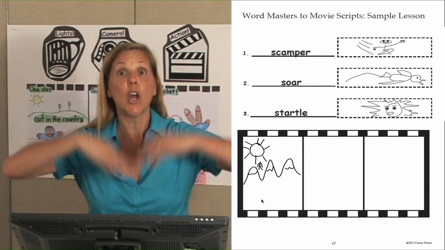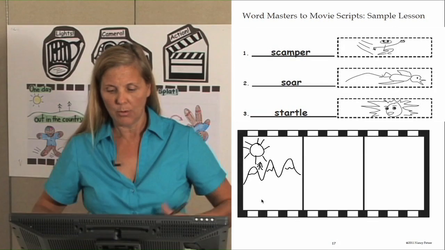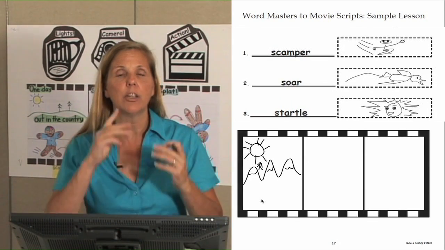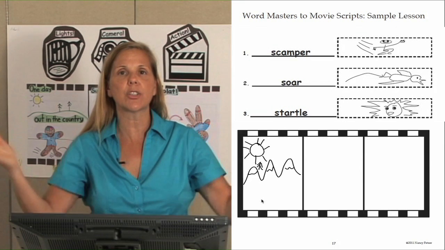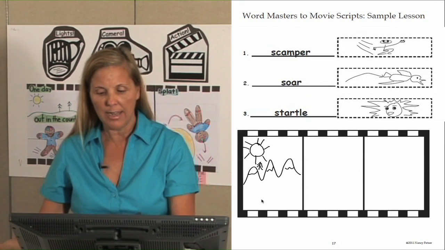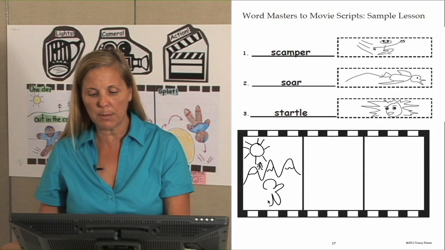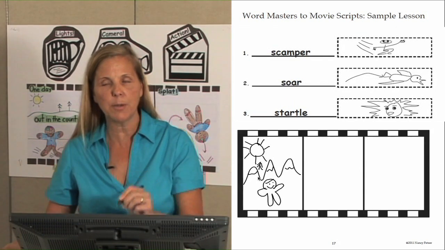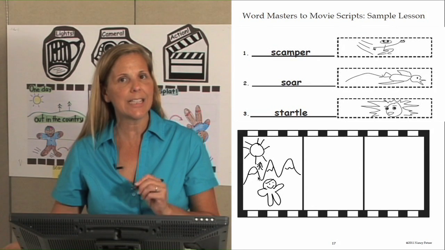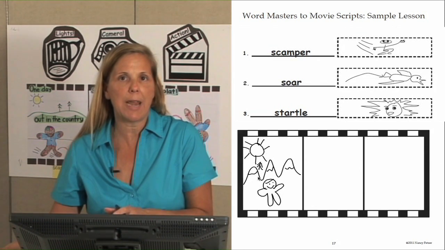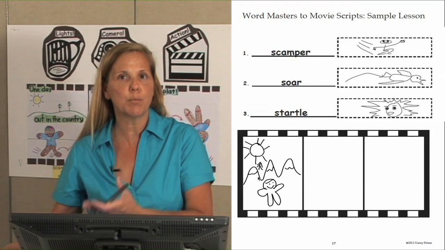Now we need to ask, who's in our story? Ready? Who's in our story? Who's doing the action? You say it. Ready, go. Who's in our story? Who's doing the action? Then I draw a picture. Now, this is going to be a picture of the gingerbread man. The story that I got the vocabulary from was not the gingerbread man. It was a different story. I just used the gingerbread man as a character in this movie script.